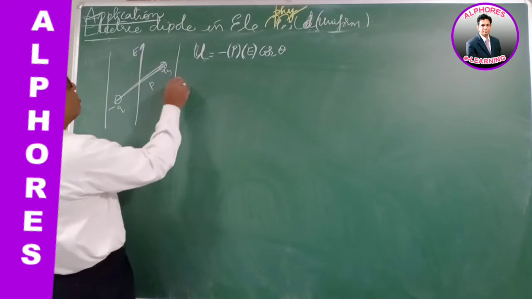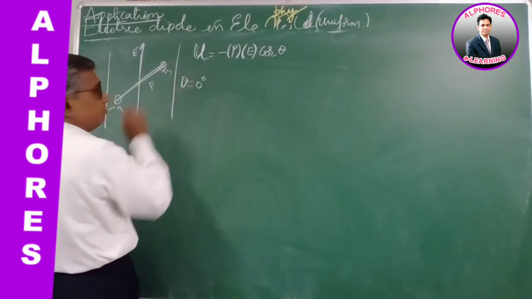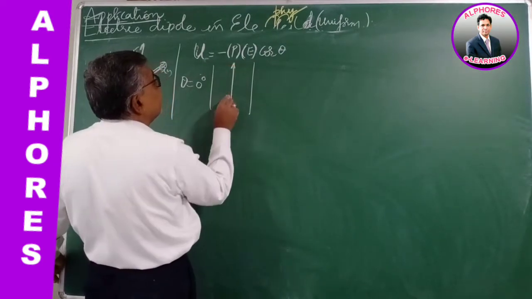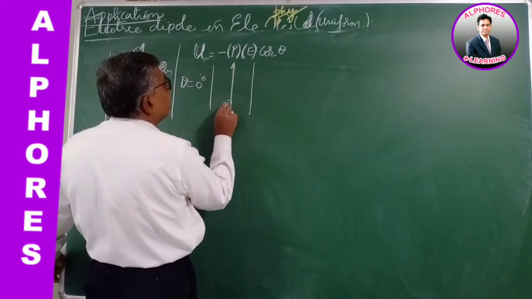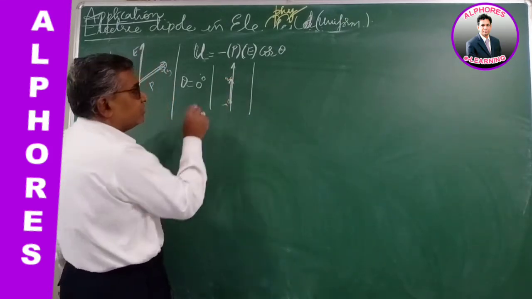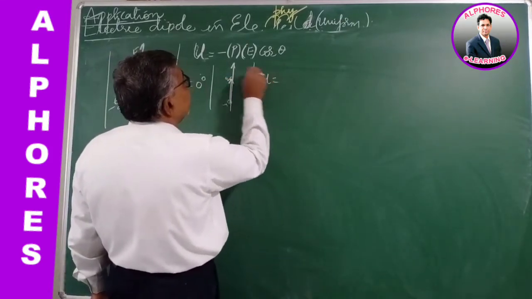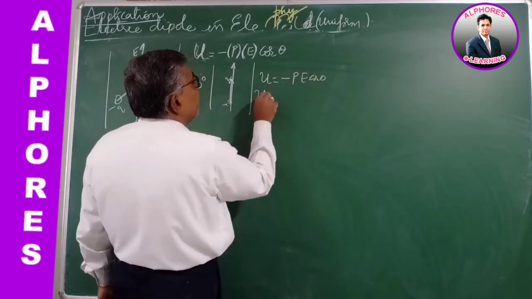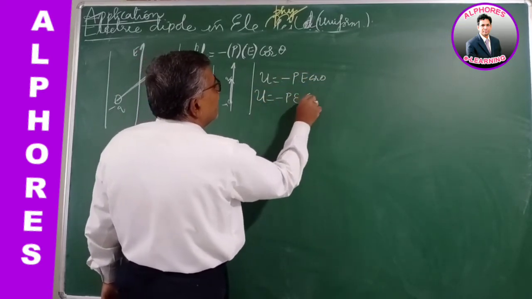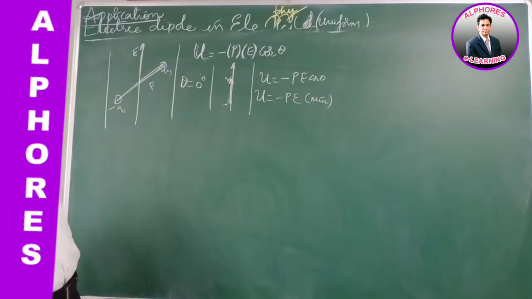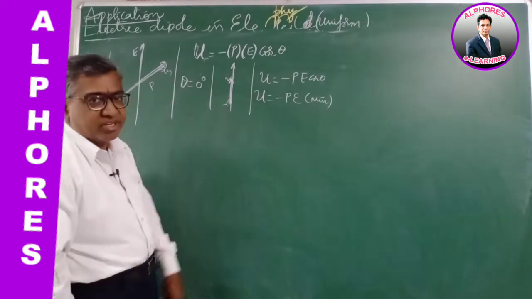Suppose theta is equal to 0, so the dipole, from minus q to plus q, is in the direction of the field. Then the potential energy is minus PE cos 0, so it is minus PE. At this position, the potential energy is the least, the minimum potential energy.